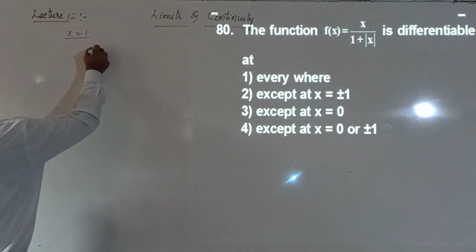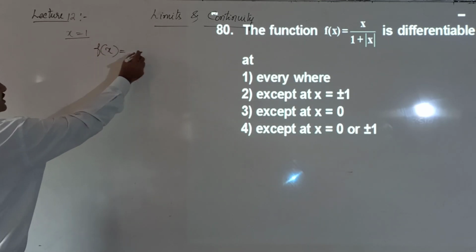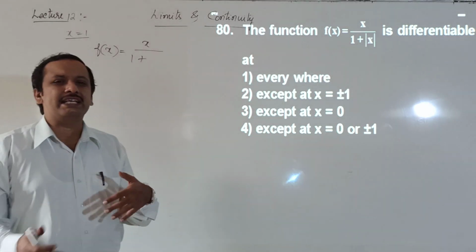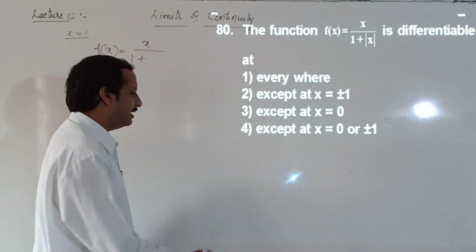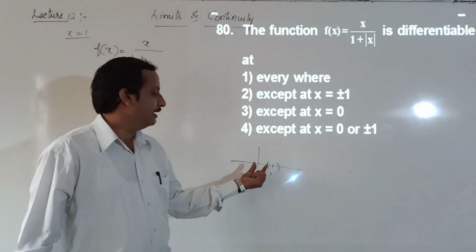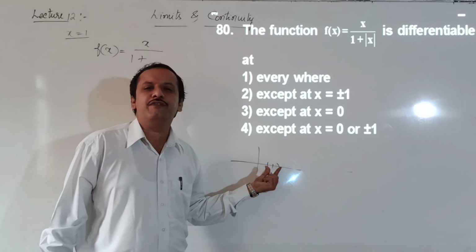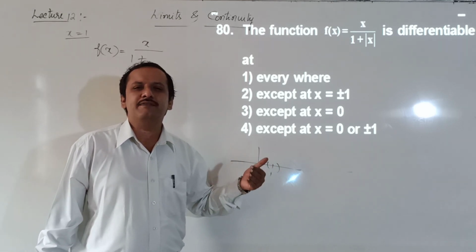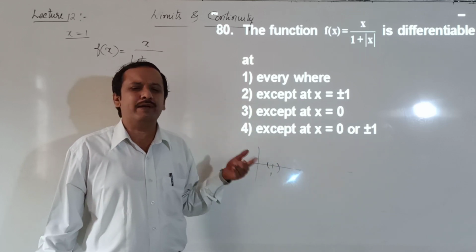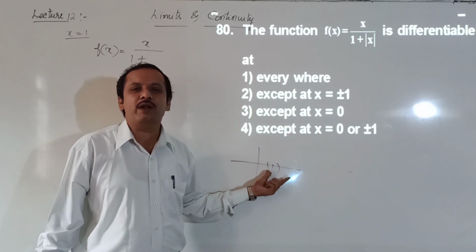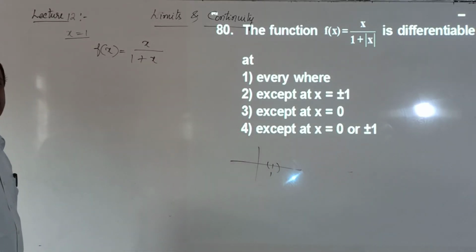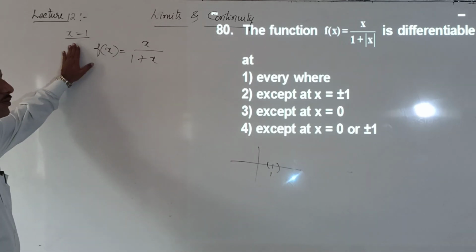For that, I will see f of x. What is f of x? f of x is equal to x by 1 plus mod x, right? I am looking at x equal to 1, so I am looking at the neighborhood of 1. In the neighborhood of 1, how do you define mod x? As you know, whenever x is positive, mod x is equal to x. Whenever x is negative, mod x is equal to minus x. In the neighborhood of 1, mod x will be equal to x. So you get x by 1 plus x. This is f of x at x equal to 1.